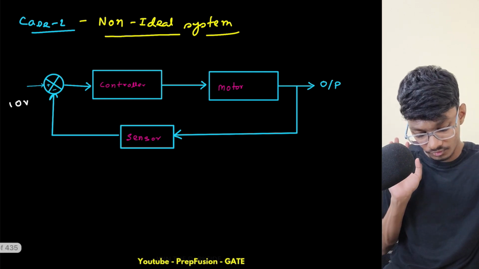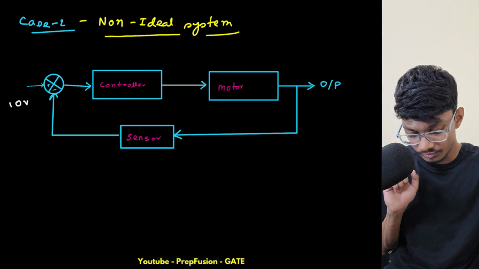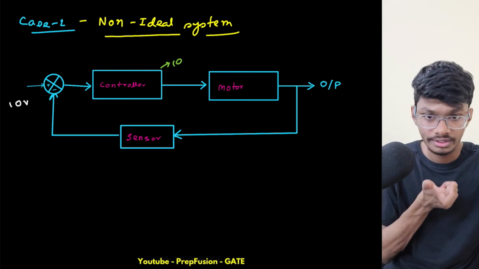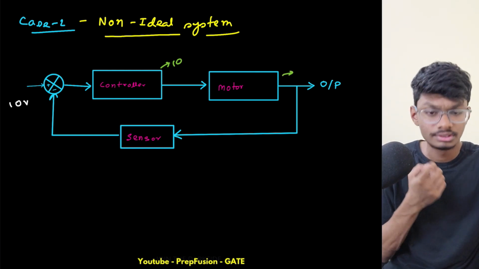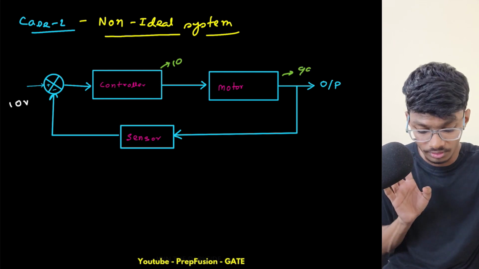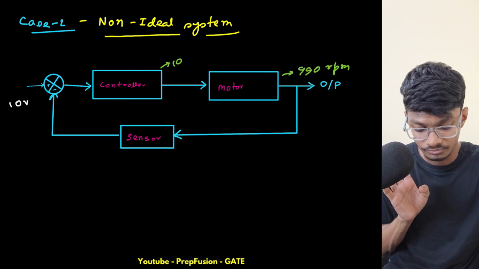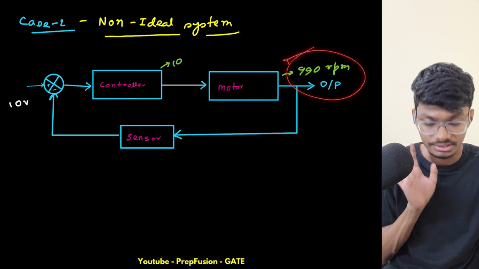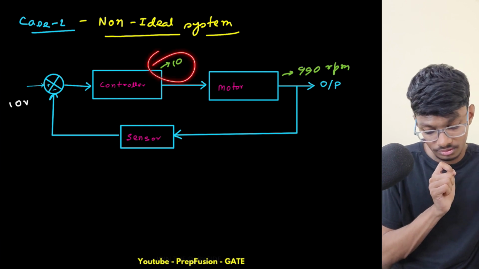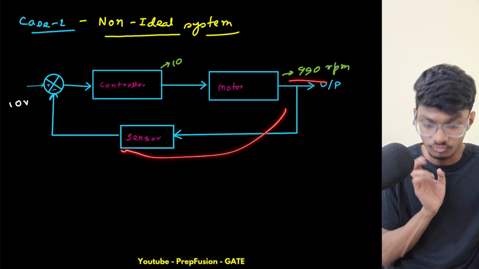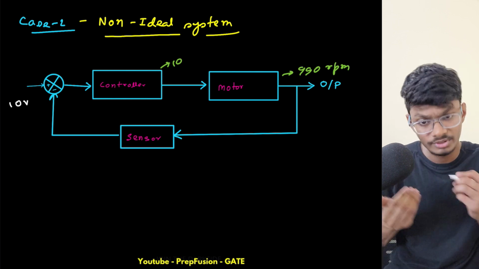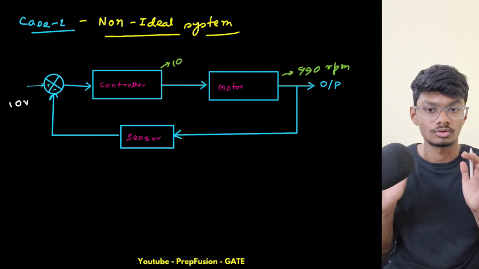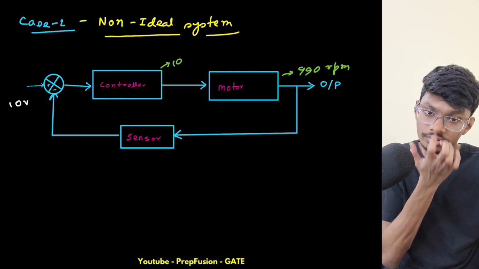Let's say when the controller output is 10 volts, this motor input is 10 volts, but this motor, due to some non-idealities, is only rotating at 990 RPM. So it has reached steady state, as I told, after the oscillatory nature, and it has reached 990 RPM when the control output is 10. So what will this sensor convert? The non-ideality may come anywhere. I don't know where it is, it is inside a box. I'm just explaining with one example.